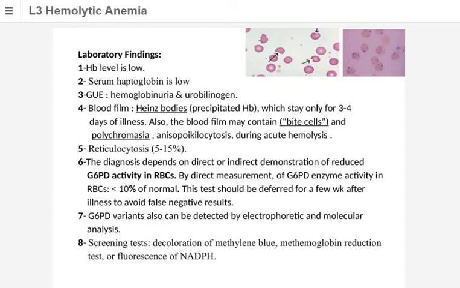Laboratory findings. First of all, from the complete blood picture, we see hemoglobin is low. Then serum haptoglobin is low. In the urine, hemoglobin, urea, and urobilinogen are positive. In the blood film, we see Heinz bodies. Heinz body is precipitated hemoglobin, precipitated hemoglobin in the RBC.